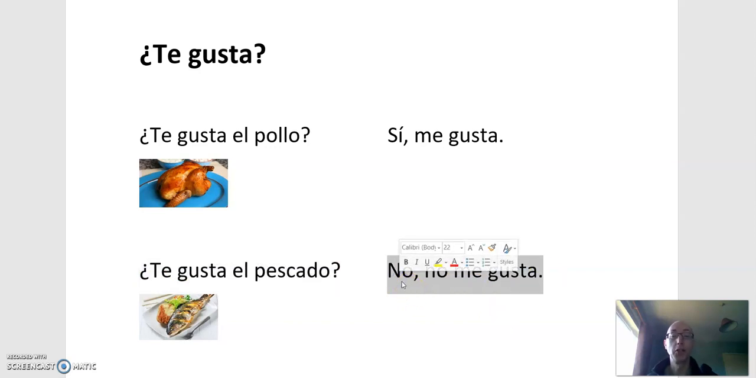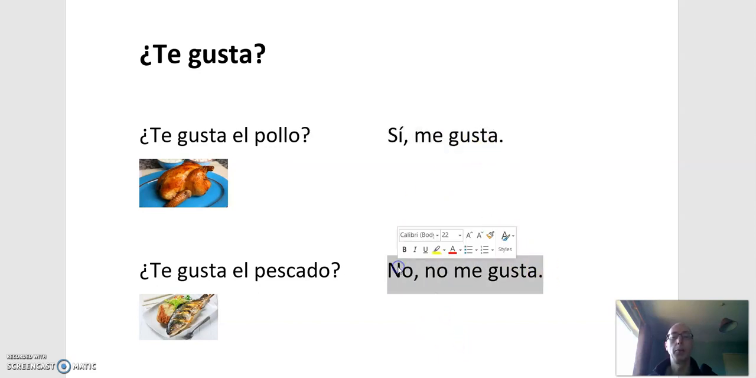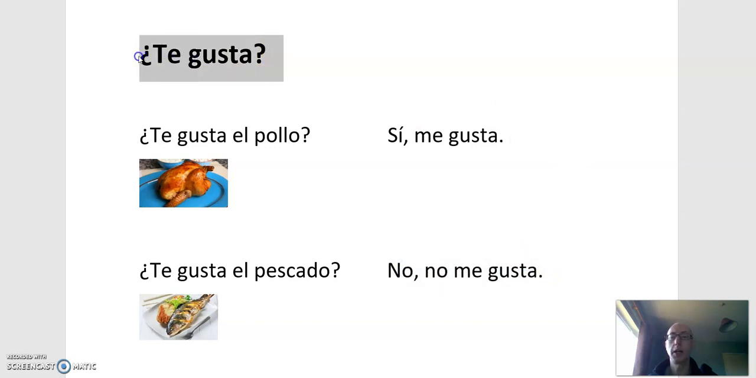So first no means no. The second no means I don't. Don't, really. That's the negative of the verb. Sí me gusta. No, no me gusta. And the question again is, ¿te gusta? Remember, when you're asking the question, your voice goes up at the end. ¿Te gusta? We'll do more practice with ¿te gusta in future blogs and videos. That's just an introduction.